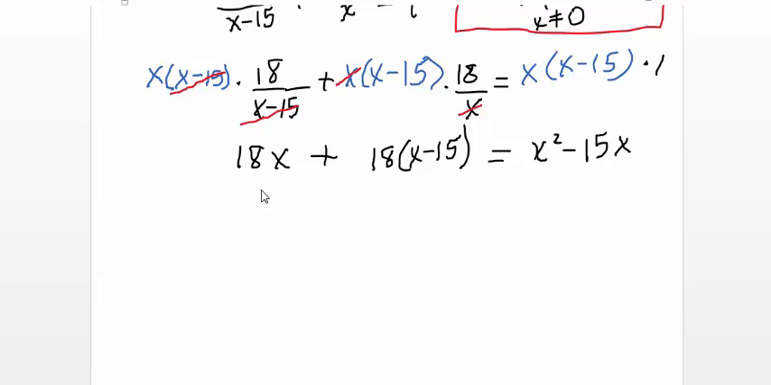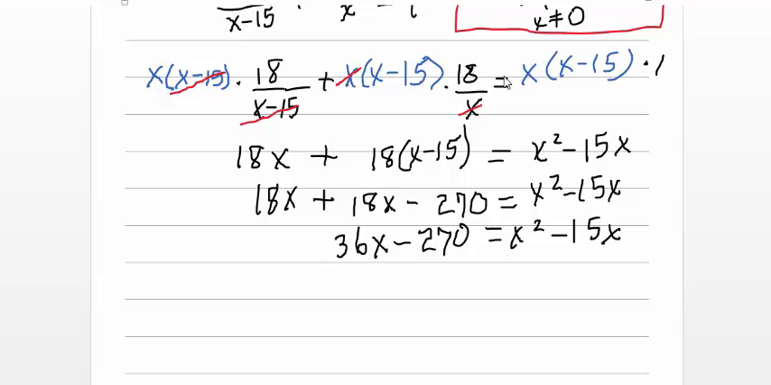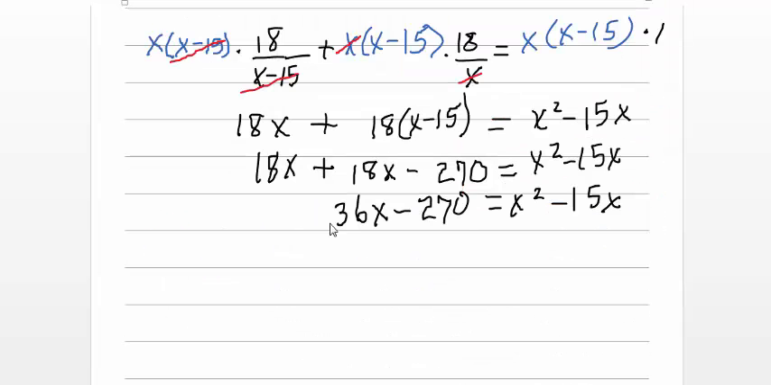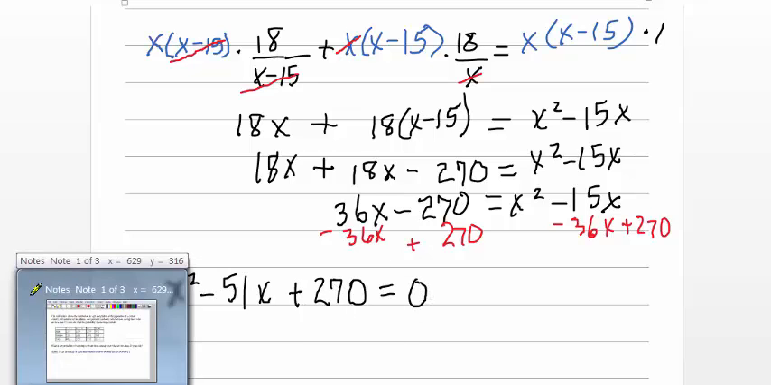x times x is x squared. x times negative 15 is negative 15x. And now let's distribute this 18, which is multiplied by x minus 15, to get 18x minus 270 plus that other 18x equals x squared minus 15x. Combining like terms, we get 36x minus 270 equals x squared minus 15x. In order to get this in standard form, I subtract 36x from both sides of the equation, and I add 270 to both sides. Switching the sides, I get x squared minus 51x plus 270 equals 0.